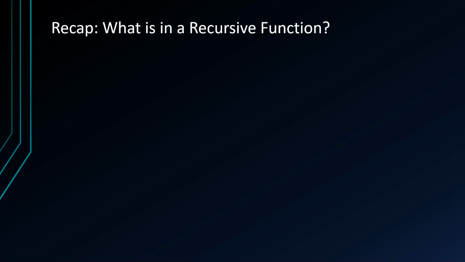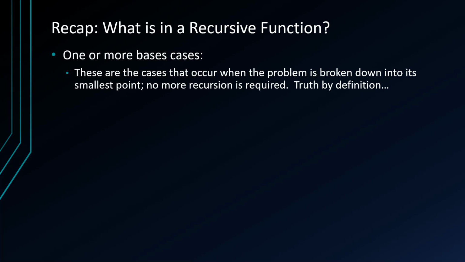So let's do a quick recap. What is a recursive function? Well, what's in a recursive function? One or more base cases. Now you may find certain problems. So for example, we saw in the previous one n is equal to 1 or n is equal to 0. We just happen to be able to group those into a single check. But there are 2 different base cases really.